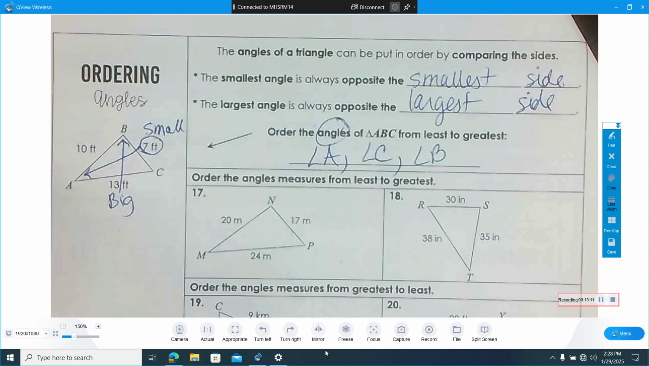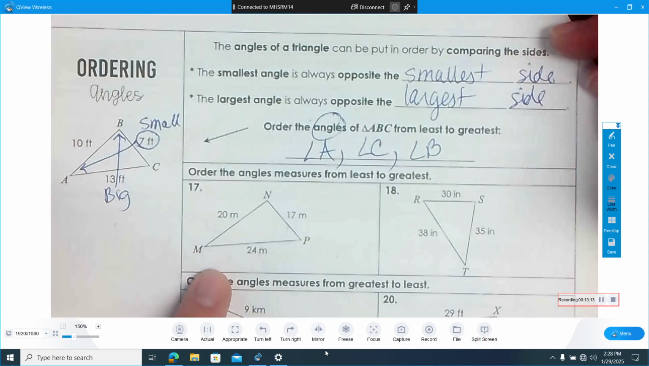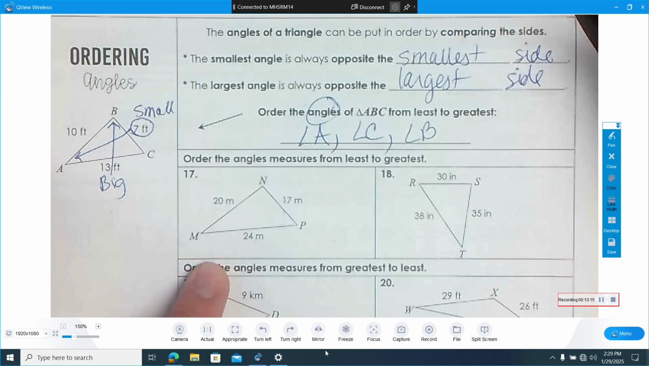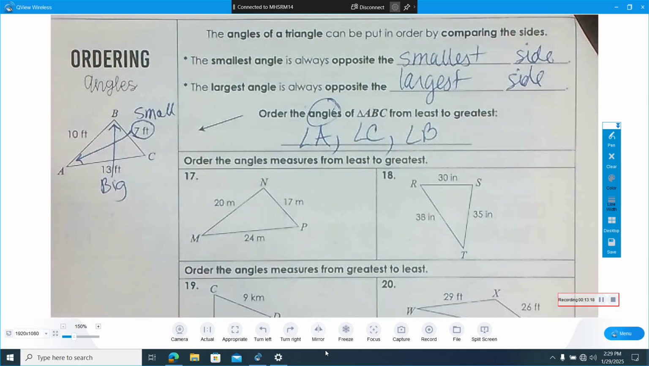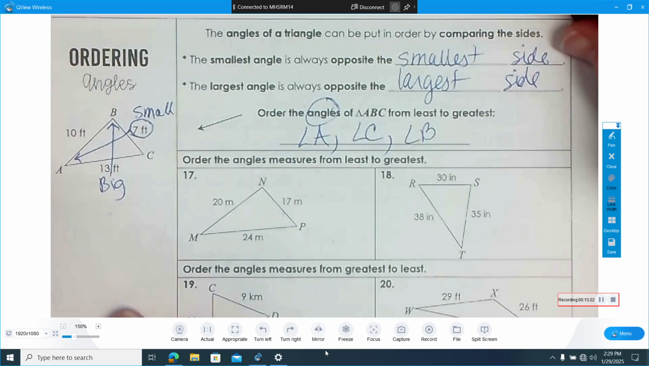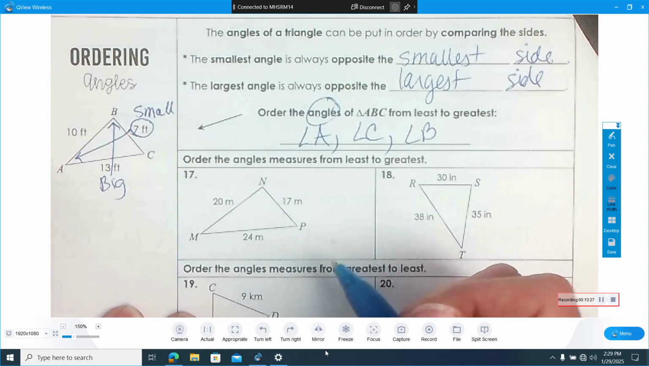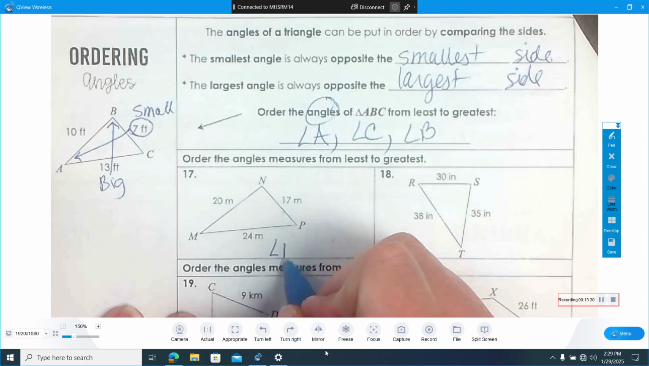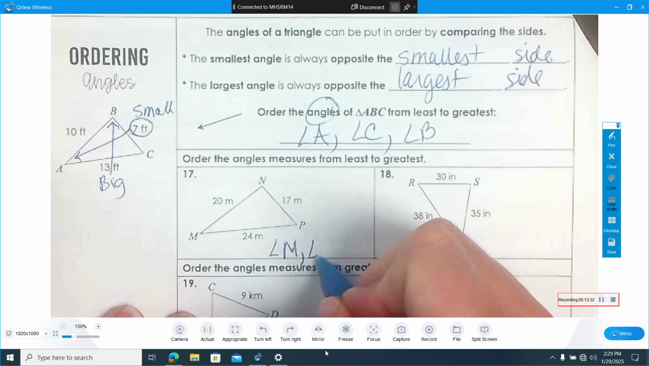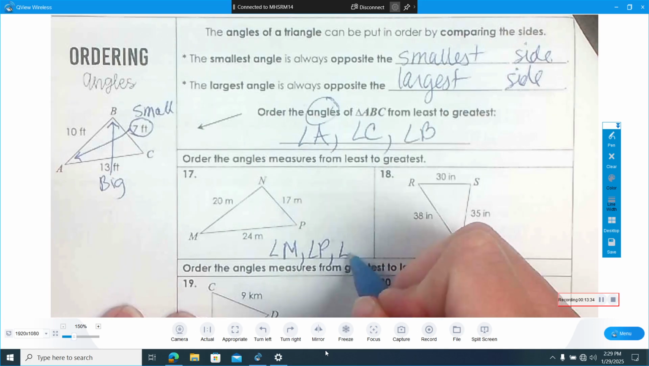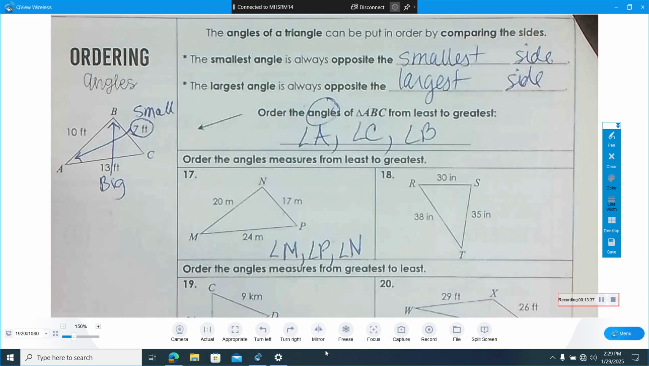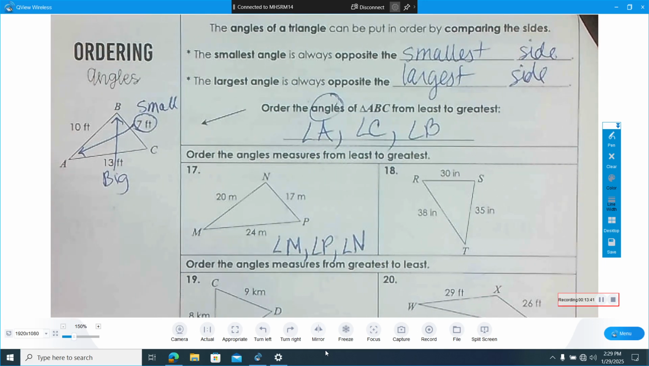Questions on that? Do 17. Order the angle measures from least to greatest. What's the smallest angle? Angle M. What's the second one? Angle P. What's the biggest one? Angle N. Very good. Questions on that? Super easy, right?